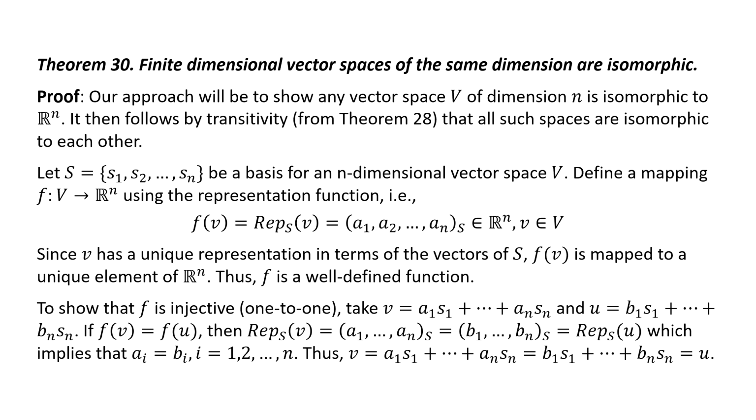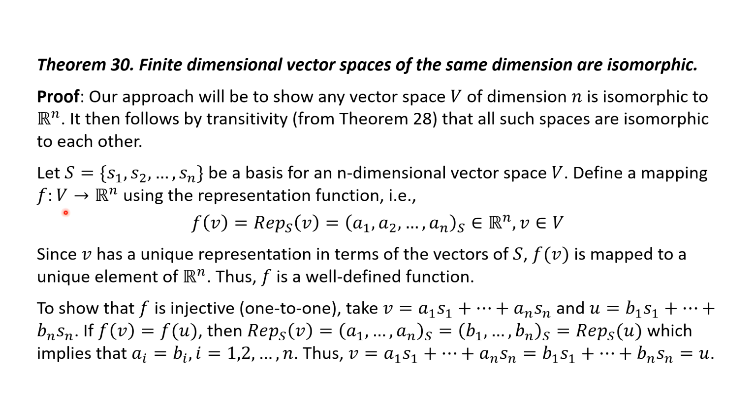Theorem 30: finite dimensional vector spaces of the same dimension are isomorphic. So this is the converse of what we proved on the previous slide. Our approach will be to show any vector space V of dimension n is isomorphic to Rn, n-dimensional Euclidean space, and then it follows by transitivity from Theorem 28 that all such spaces are isomorphic to each other.